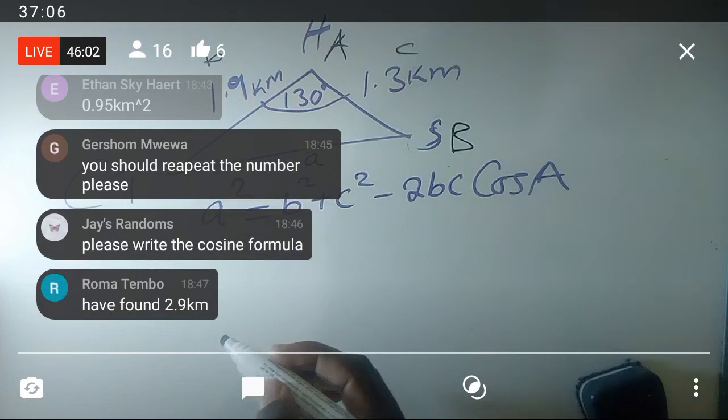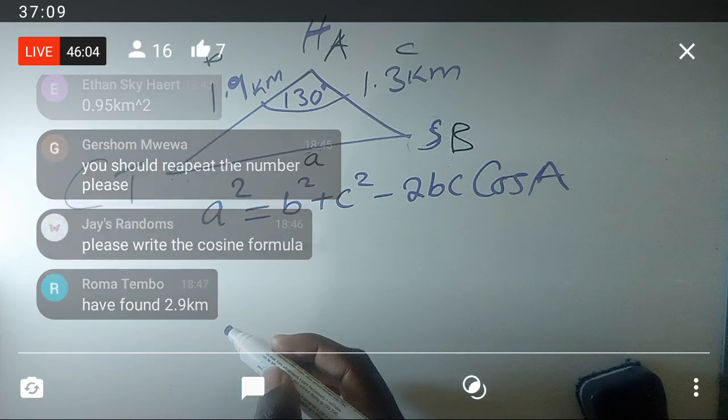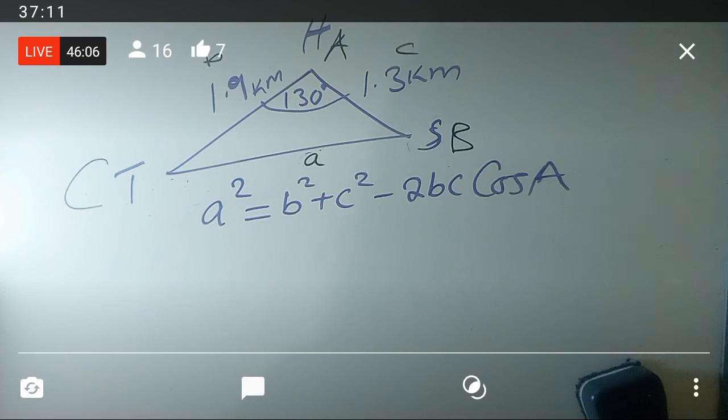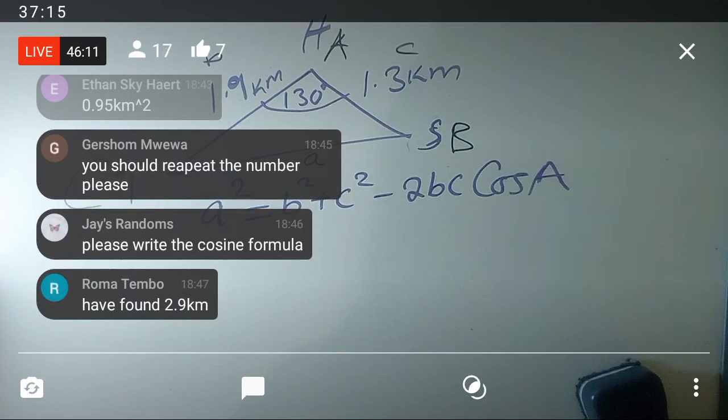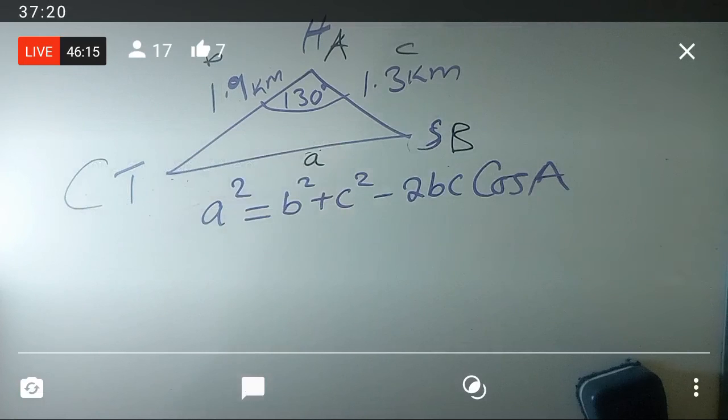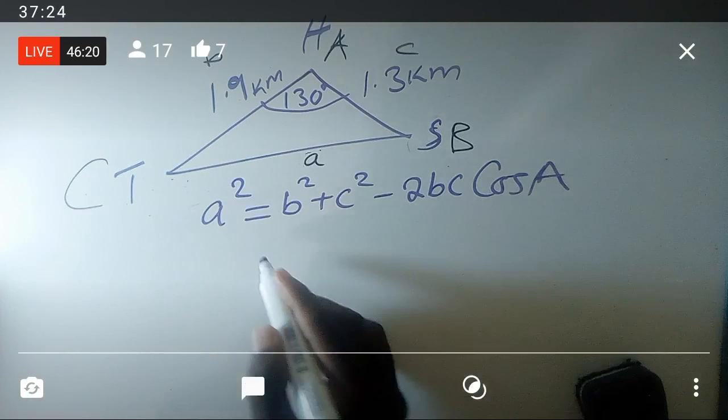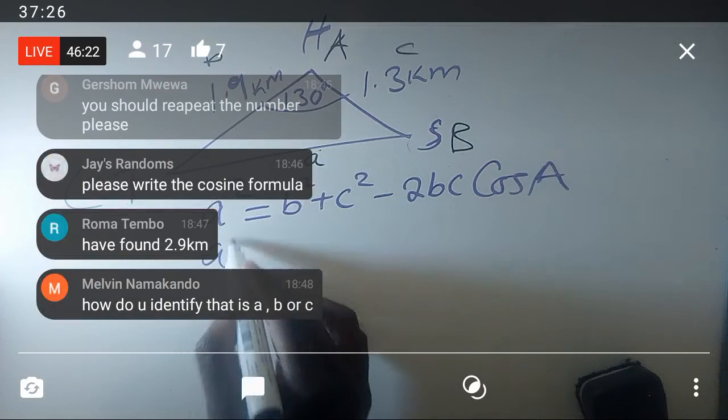Okay, you found, let me see your name again. Roma Kembo, you found 2.9 kilometers. So let's try. You guys try to work it out, and we see if you're all finding 2.9. So here we are looking for A.